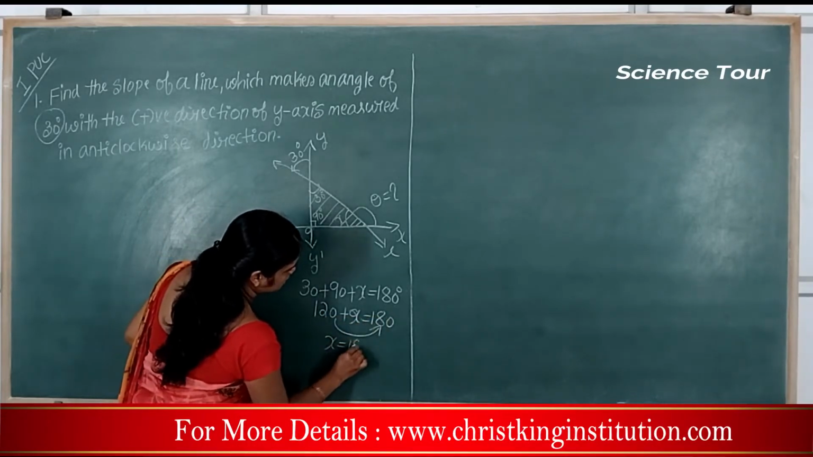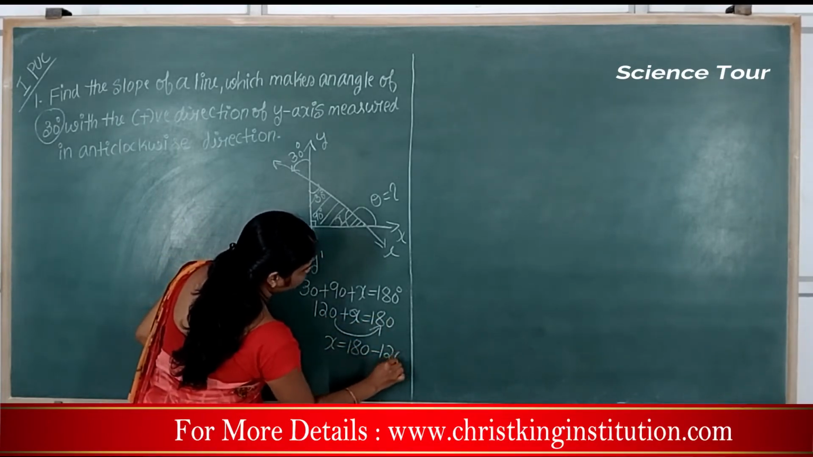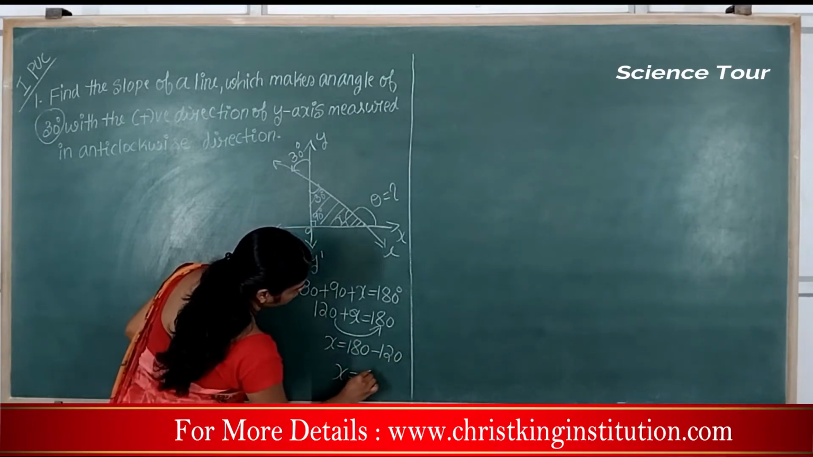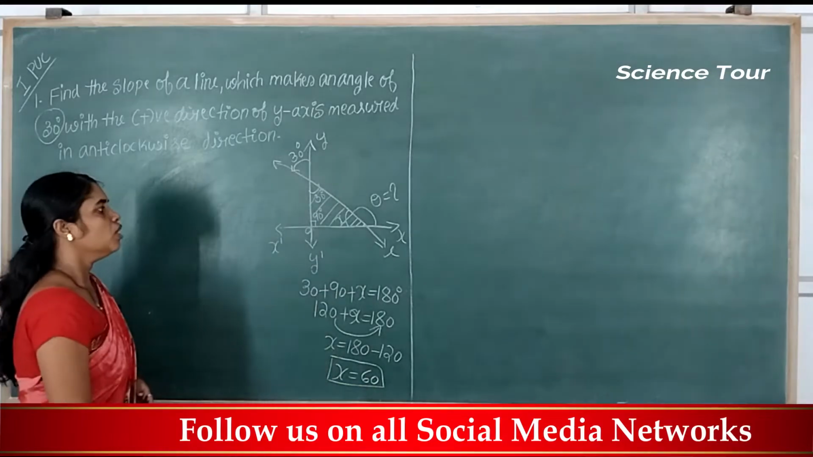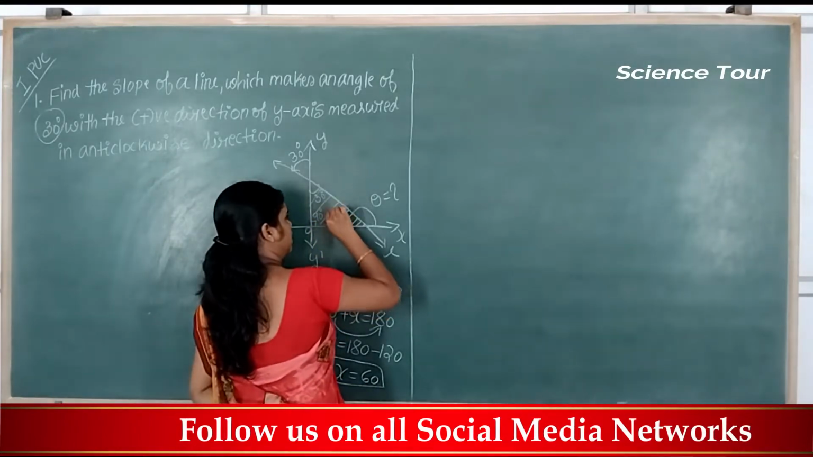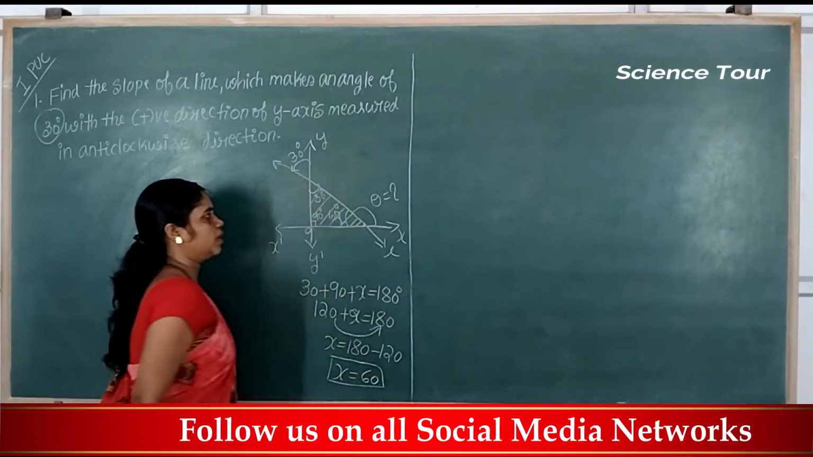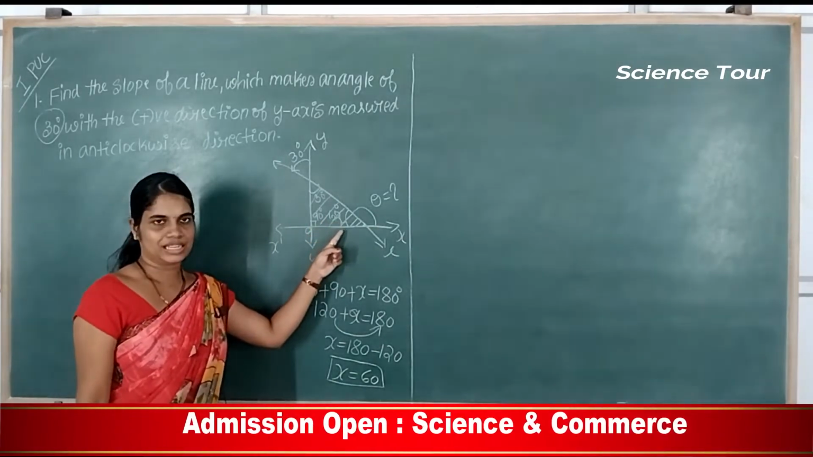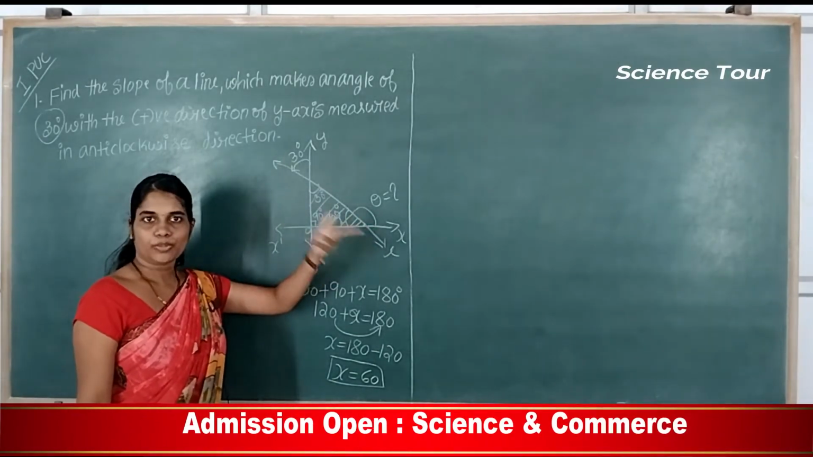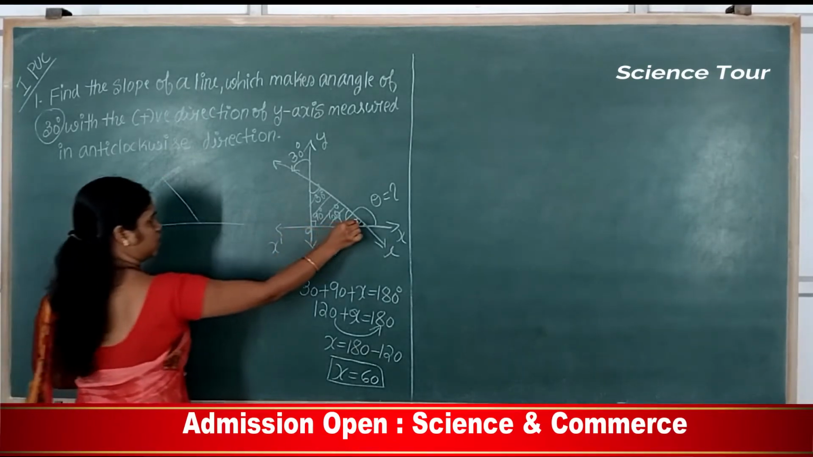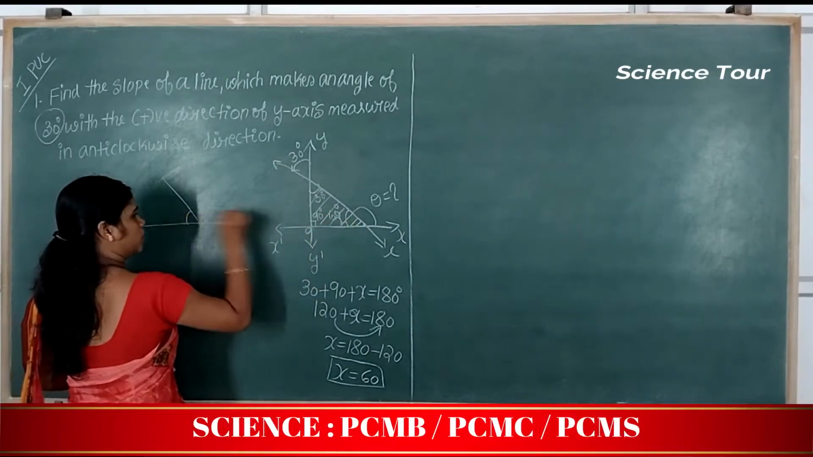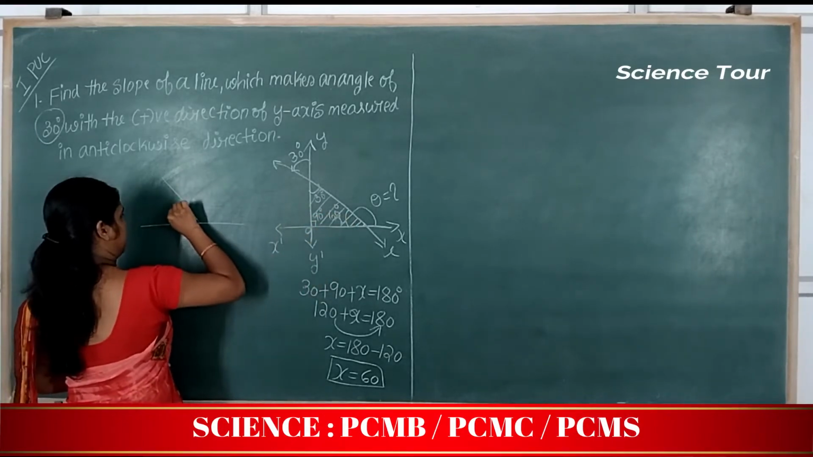Shift this 120 to the right hand side. So x is equal to 180 minus 120, so it will be equal to 60 degree. So the value at this point is 60 degree. If it is 60 degree, then what about this angle? You might have heard about the linear pair concept. See this figure, I'll draw only this figure. What about this angle? 60 degree.